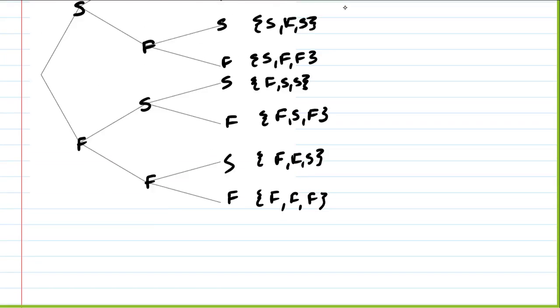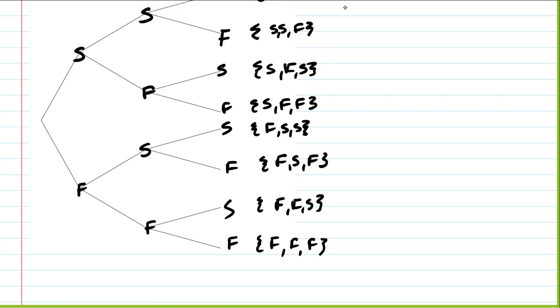So the interesting thing about a Bernoulli trial, since it's always success and failure, how many branches is everything going to have? 2. Because what are our only outcomes? Success and fail. That's it, right?